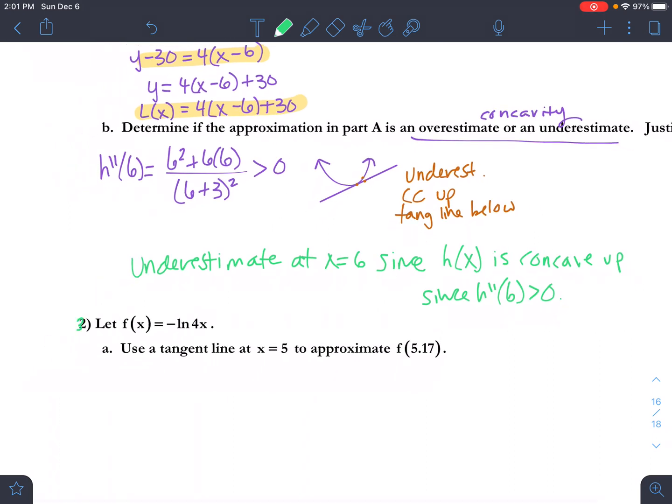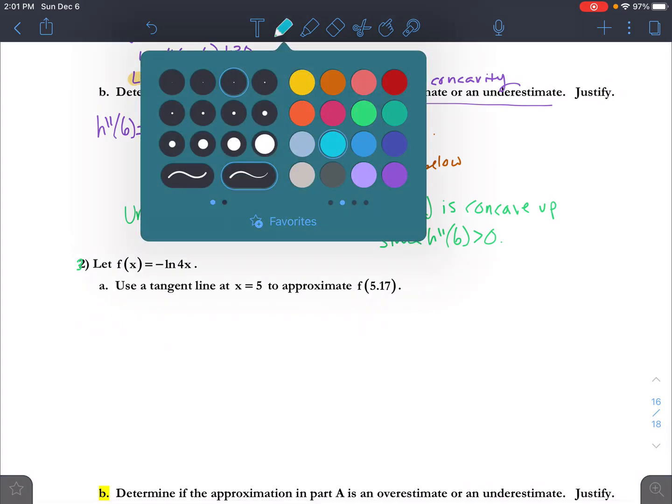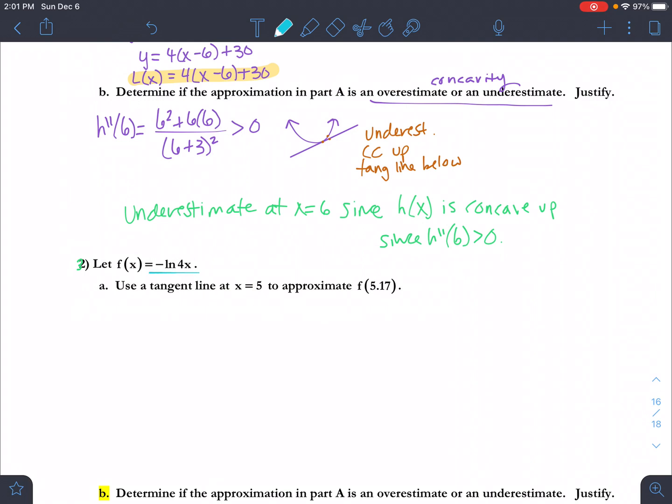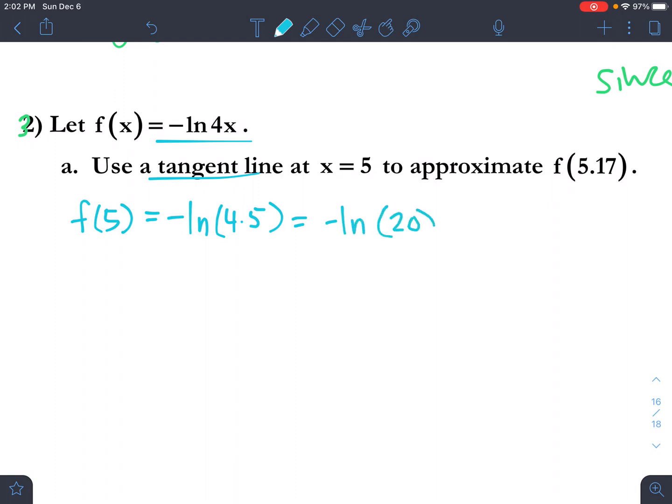We're going to do 3A, and then I'm going to actually have you guys try 3B, but very similar situation here. So take a look. We've got negative natural log of 4x. It says use a tangent line at x equals 5 to approximate f of 5.17. So same thing, guys. Tangent line, aka linearization if we want. Our tangent line, let's see, we need f of 5 for sure. What is the y value here? Negative ln of 4 times 5 is just negative natural log of 20.